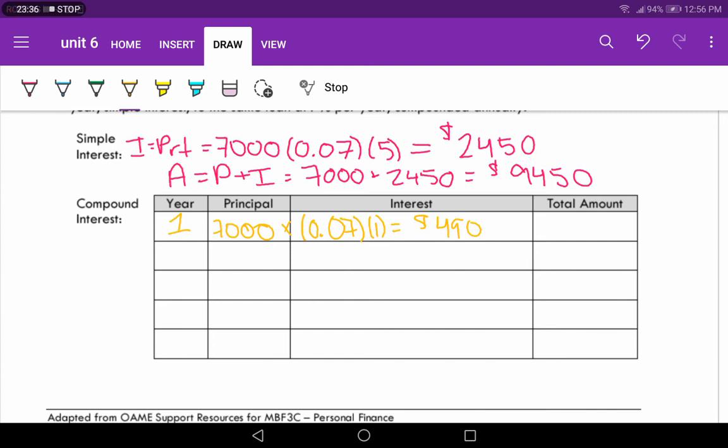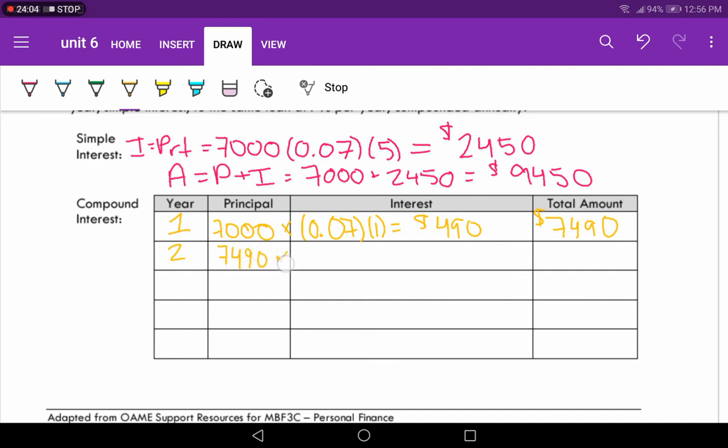Okay, so notice how the situation has changed, right? Before, we wanted to make money on our investment. In this case, we're borrowing money. So this money we're going to have to pay back. To get that total amount, we just have to add our principal and our interest together. That means just after 1 year, we're going to owe $7,490.